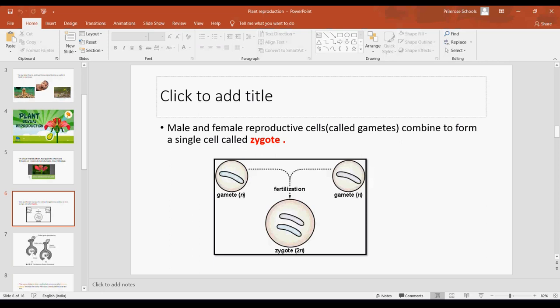Yes, Aisha here. They both combine to form a single cell called dash. What's the question, ma'am? Male and female reproductive cells combine to form dash. The answer is there on the screen.